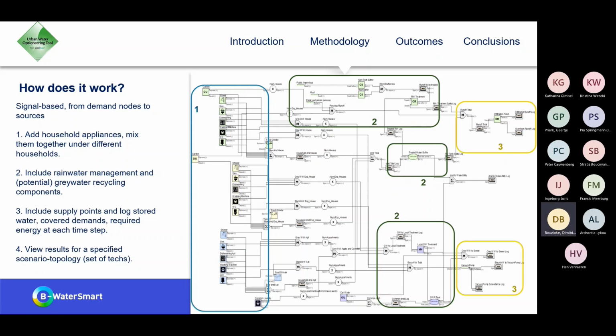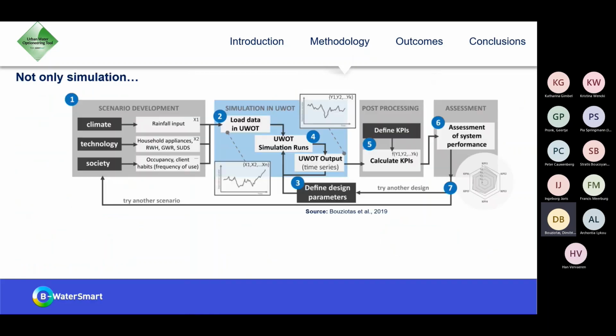And finally, at the right side, we include the supply points. So we log using special components, water quantities such as the stored water in tanks, the covered demands, the required energy, evaporation from areas, and so on. Once we build the topology and complete the simulation, we can view all the time series results as graphs or export them to Excel for further analysis.